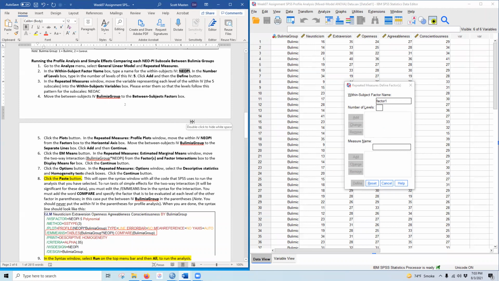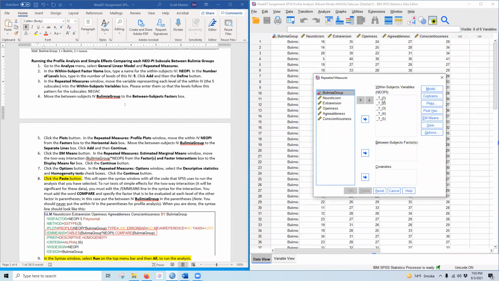When you first open this box, you have to tell it you've got a repeated measures variable. I want you to call it NEO-PI. How many levels? 5 subscales. Click Add, click Define. It wants to know what variables correspond to the 5 levels of NEO-PI. Make sure you pop these over there in order, N, E, O, A, C. Otherwise, it's really hard to grade this assignment. Boom, like that.